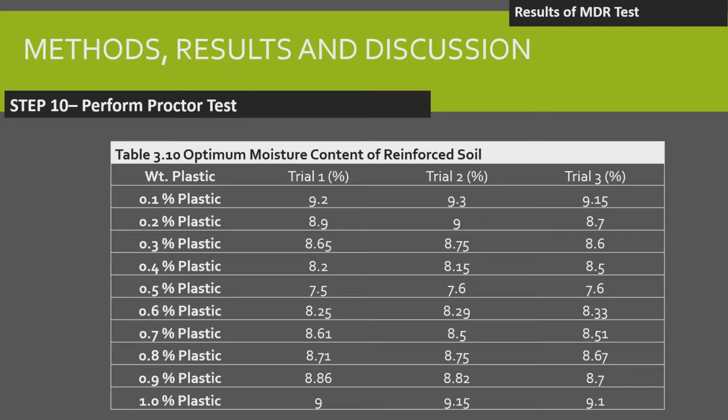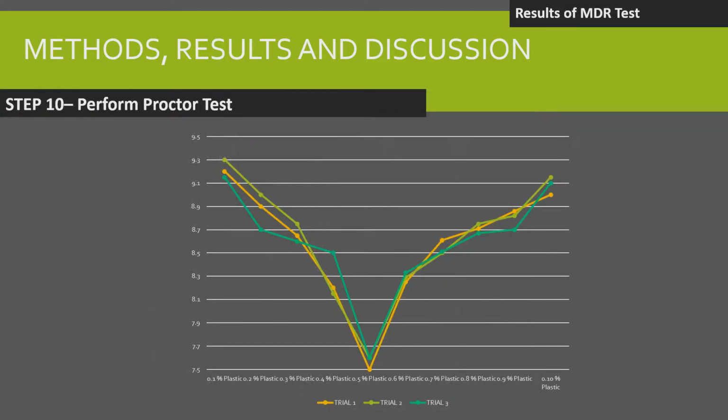So the table shows the optimum moisture content of the reinforced soil sample with different amounts of plastic. So here is the graph showing the optimum moisture content and the percent weight of plastic added on subgrade soil. As we could see, adding more plastic results in a lower moisture content, which is generally an indication that the soil is being improved. The maximum improvement of the optimum moisture content can be seen at 0.5% plastic composition on road subgrade soil.